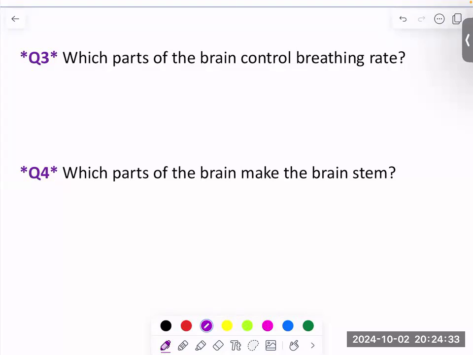Which parts of the brain make the brain stem? The medulla oblongata, pons, midbrain. Those are the 3 parts that make the brain stem. Okay.